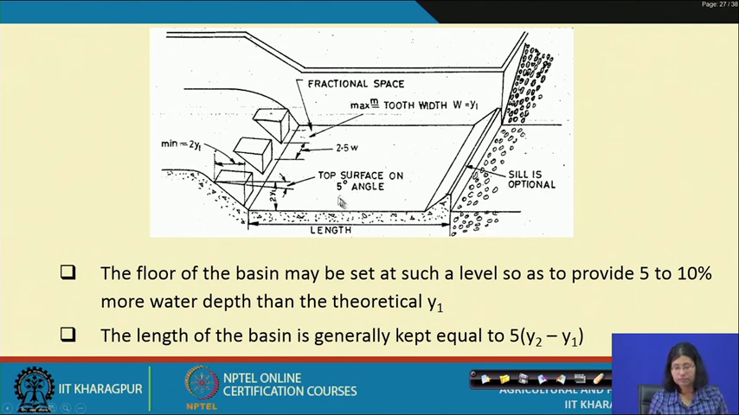Here, this is the top surface at a 5° angle. The length of the basin is optional, and the floor of the basin must be set at a level that provides 5 to 10% more water depth than its theoretical y1 value. So, the floor is to be kept in such a way that it can provide 5 to 10% more water depth, and the length of the basin is generally kept as 5 times the difference between y2 and y1, the conjugate depth and the pre-jump depth.